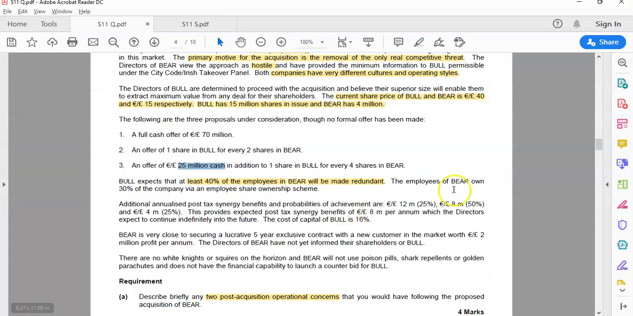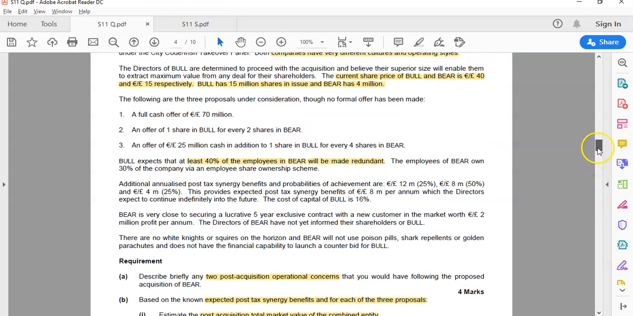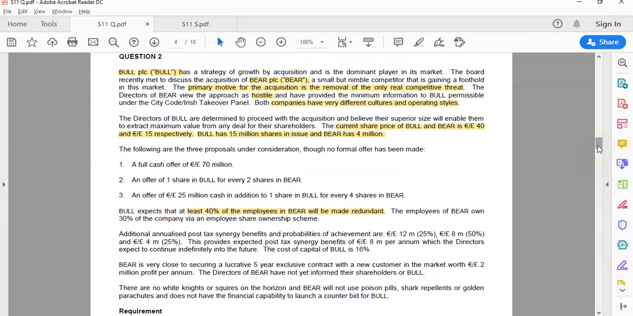Your last requirement then, which probably should have been done before the calculations to get marks on the board, is 4 marks: briefly discuss 4 defense tactics that the target directors could use to fend off the bid. You should be looking at your mergers and acquisitions notes, because this is covered in detail there. What are the types of defense tactics? Well, number 1 is you lobby the regulator to say this is not a good move for consumers because you're removing the only real competitive threat. So on competition grounds, this is not a good takeover.